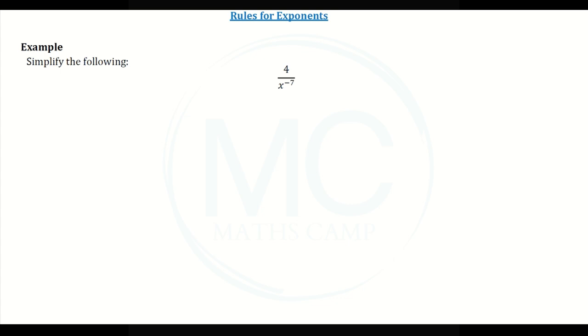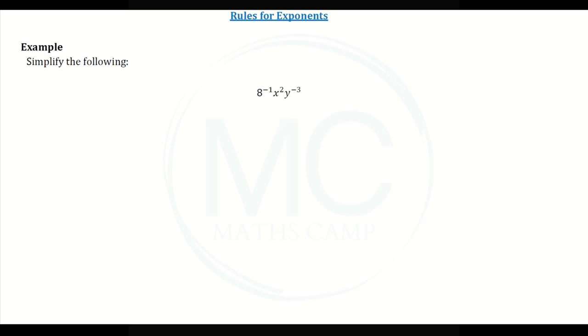In this example, we have 4 over x to the power of negative 7. Now remember that when we have a fraction, we are dividing the numerator by the denominator. So 4 divided by x to the power of negative 7. When we move x to the power of negative 7 to the numerator, we are actually going to multiply 4 by x to the power of 7. To do this, we leave 4 where it is, and we move x to the top, and we get x to the power of 7.